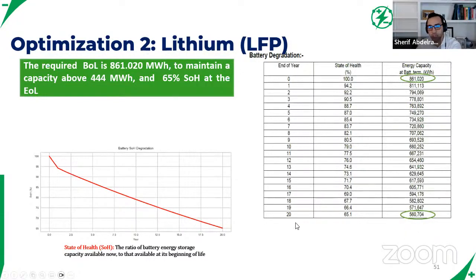And just to clarify, we wanted to account for the depth of discharge of lithium. So we're really shooting for 444 megawatt hours as a minimum, or 65% state of health. Whichever comes first causes you to add more battery racks to your project. In this case, the 65% came first. So that's why we have this much batteries.